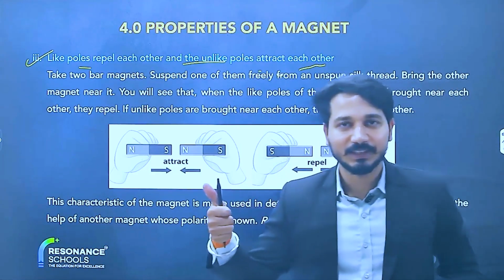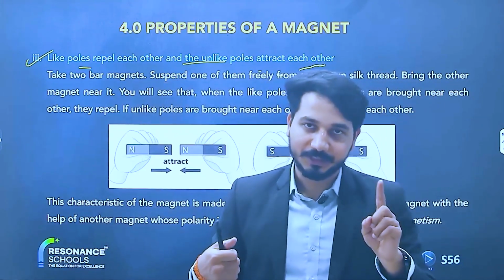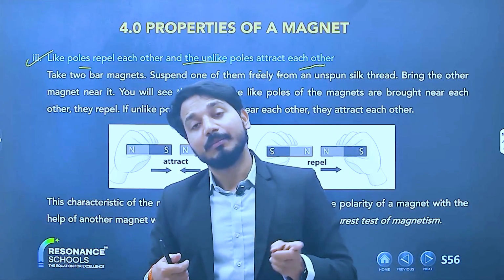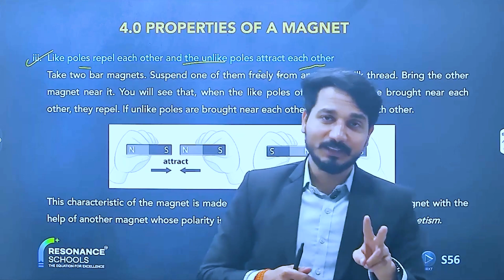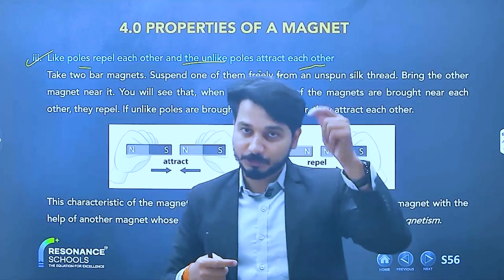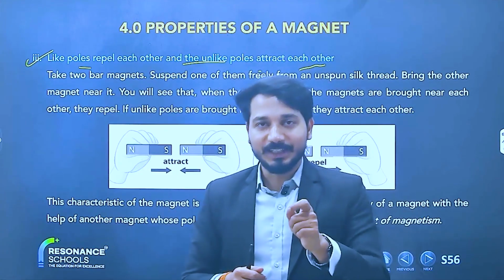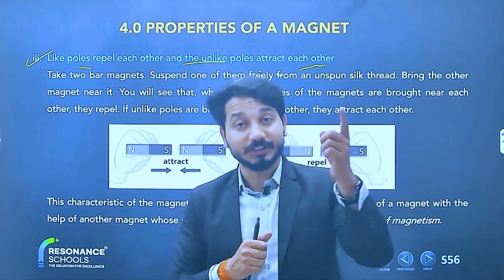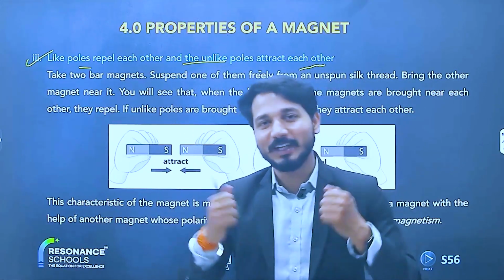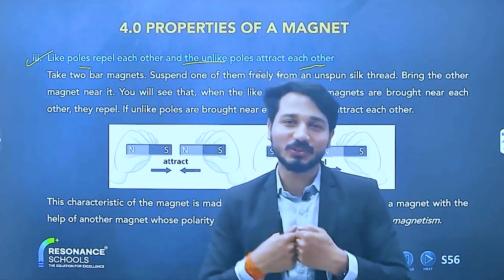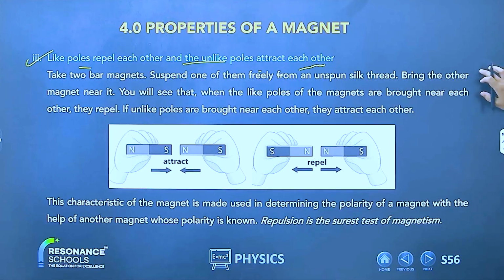First we had discussed: magnets attract magnetic materials. Second property, magnets point in the north-south direction when suspended freely, right? Third property, like poles repel each other and unlike poles attract each other. Clear? The three properties of a magnet are clear. Moving ahead to the next.